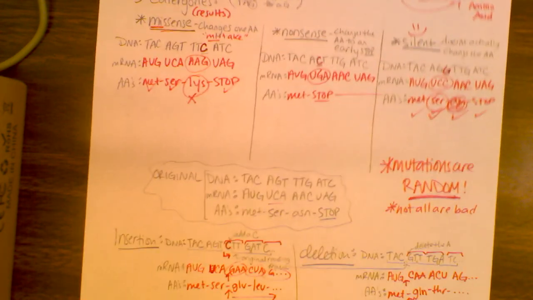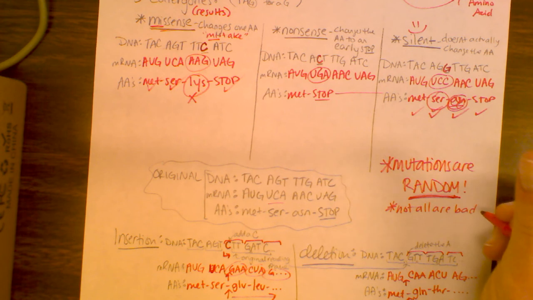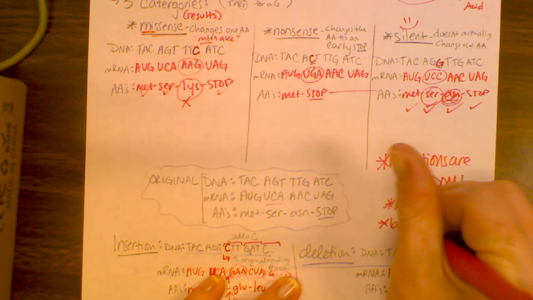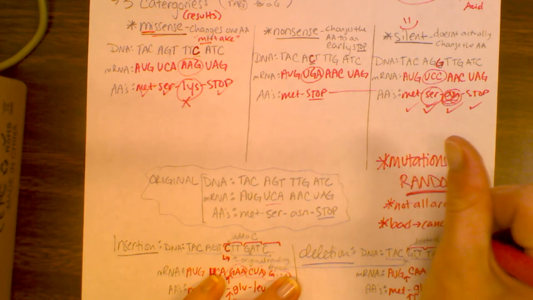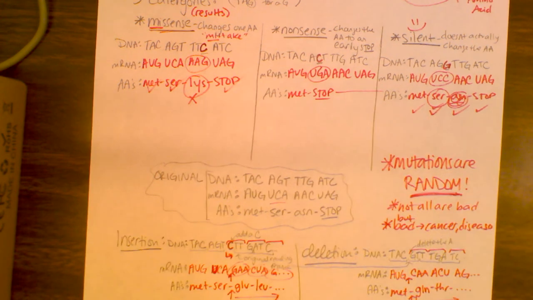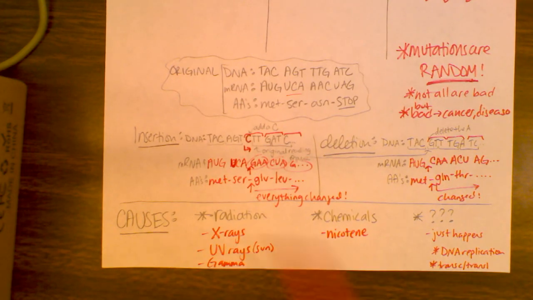And they are totally random. They don't happen because you want them. They don't happen because you need them. They happen just because they happened, and then they could sometimes be good. But the bad ones lead to cancer and diseases and stuff. Okay, so some are good, some are bad. And then insertions and deletions, there's the example again there, and then they're caused by these kinds of things. Those things don't cause certain mutations. They just cause random ones to happen, which can sometimes cause an issue.